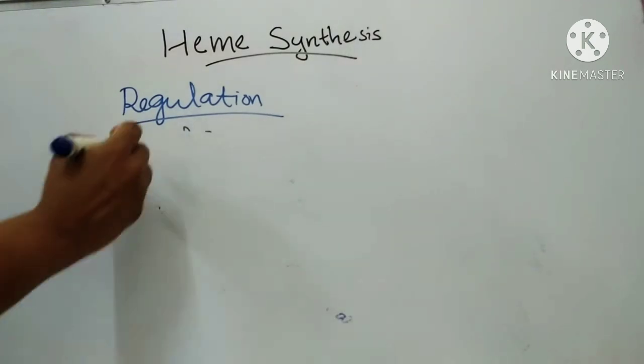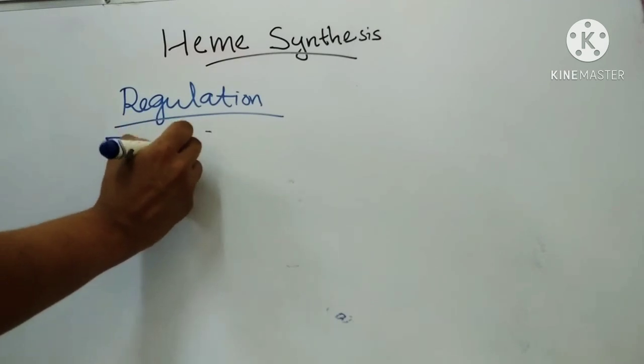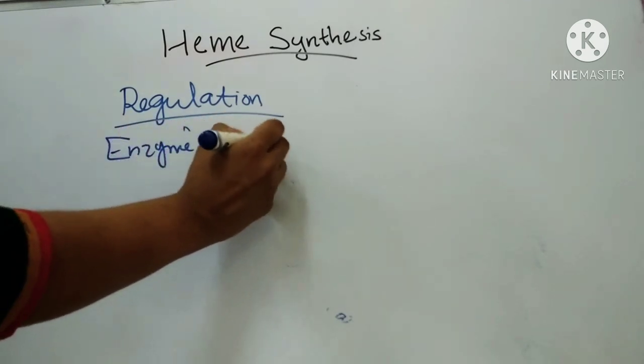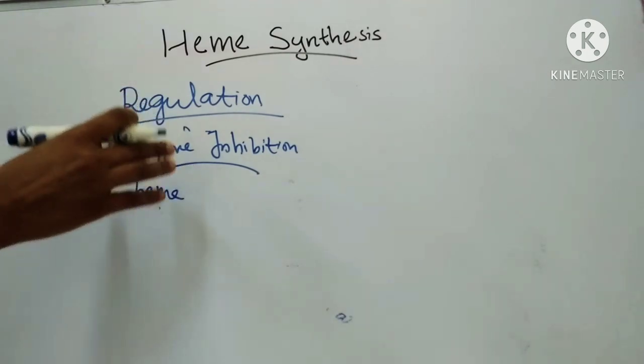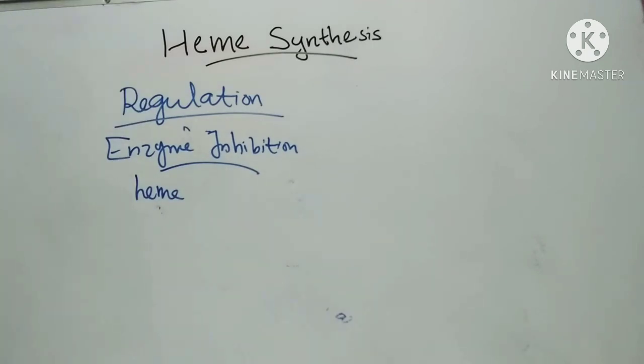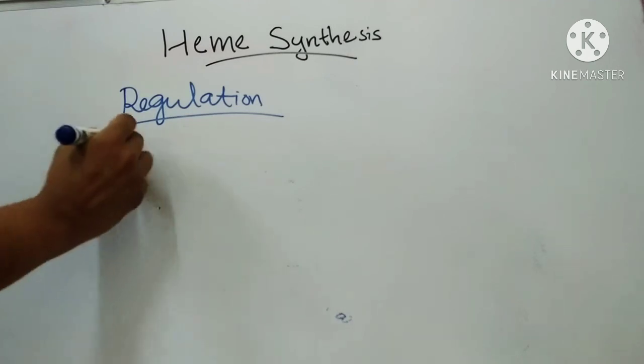Next one is enzyme inhibition. Enzymes which catalyze the synthesis and utilization of delta aminolevulinic acid are important sites of regulation. The end product of the metabolic sequence is heme. It inhibits the activity of the enzyme. That is feedback inhibition. Next one is effect of drugs.